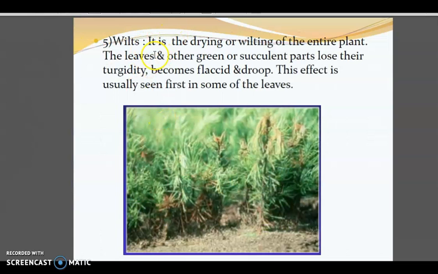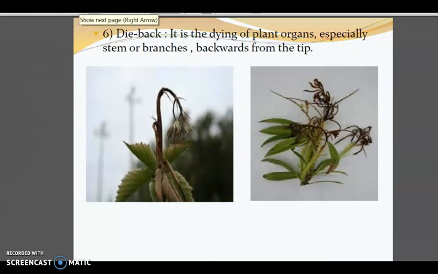Then wilt. Wilt means drying or wilting. Drying and wilting mean the same thing. Here the leaves and succulent parts lose their turgidity and become flaccid and they droop. And dieback is a dying of plant organs, especially stem or branches, backwards from the tip.